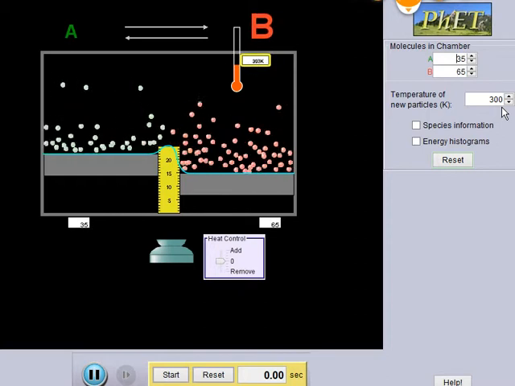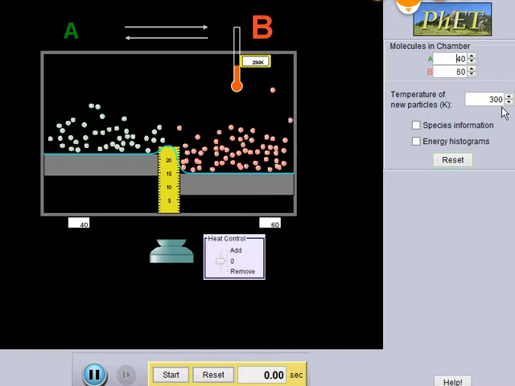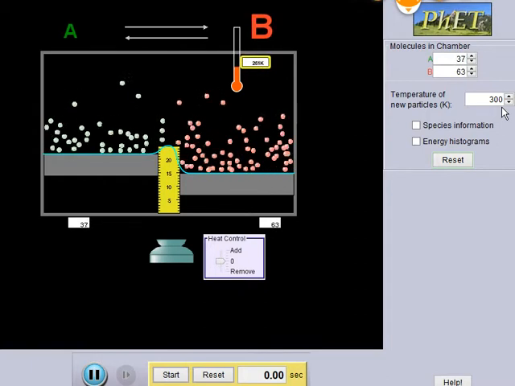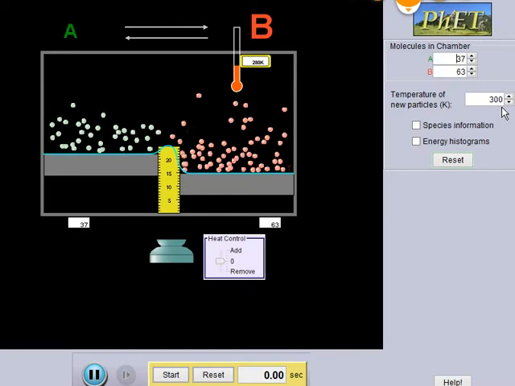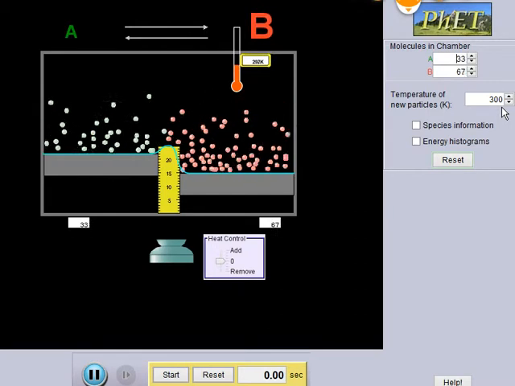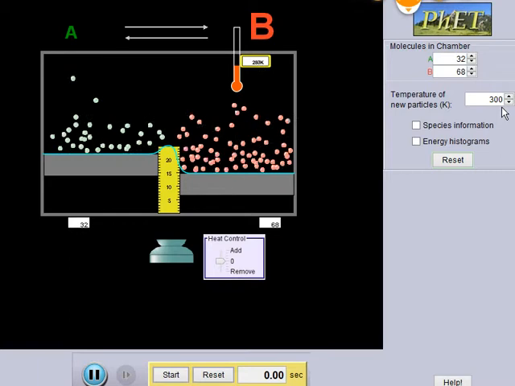34, 66, 36, 64, 40, 60, 36, 64, 35, 65, and 33, 67.